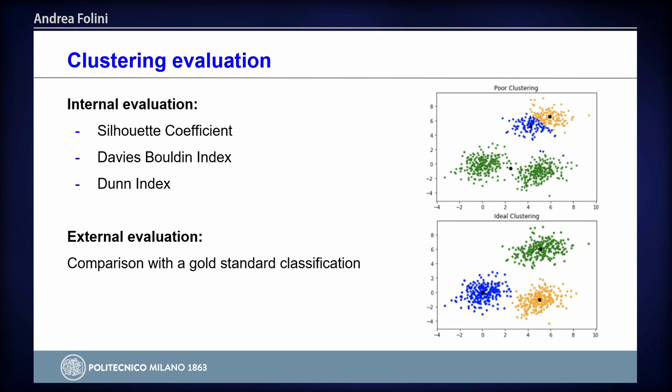The other one is called external evaluation, which is a comparison of the obtained clusters with a gold standard classification that we can obtain before the analysis. This is usually not so common since it is not easy to have a classification of the data points. It is both time consuming and requires expertise.